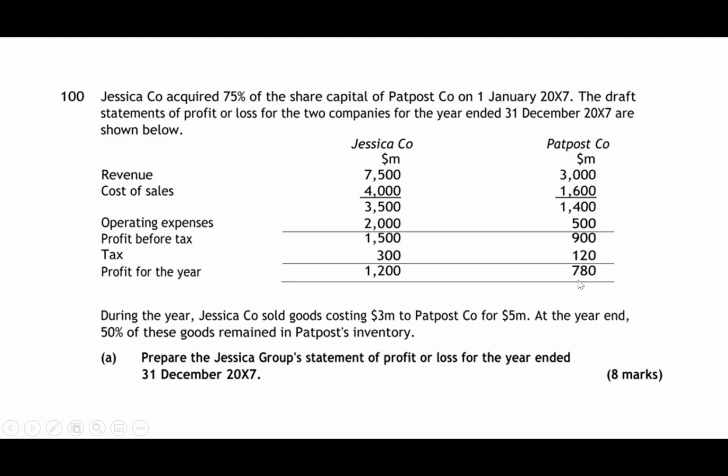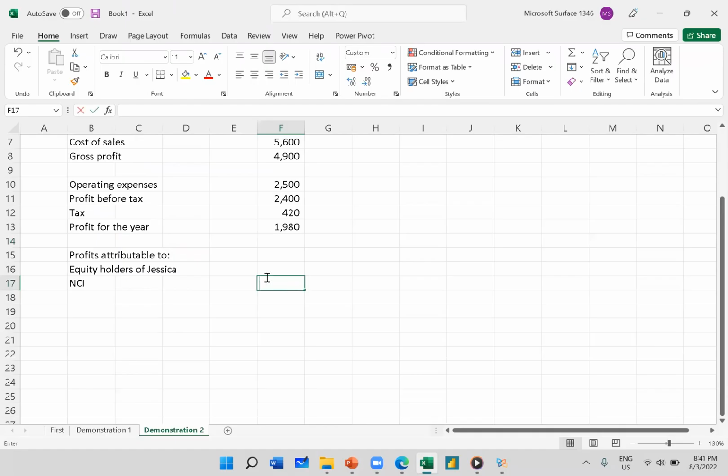Profit for the year is 780. 780. Therefore, I know I have not made the adjustment. Wait, yeah, I have not made the adjustment. I'm going to do that after this. I just want to continue with the same working we are doing first. 780, yeah. Okay. That's it.